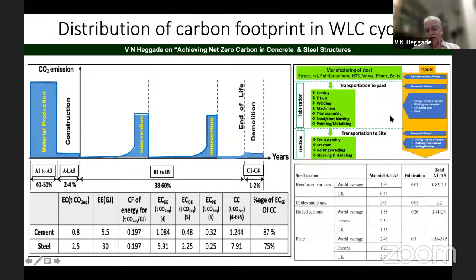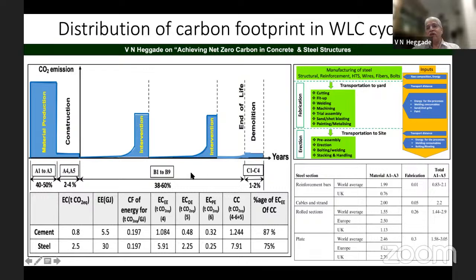Similarly is the case with steel. If you look at fabrication, it is nothing but steel construction, basically fabrication and erection. If you look at the percentage of embodied carbon in the production of steel itself, this is a steel plate, this is the rolled section, and there are also the cables as well as the strands. The fabrication as well as the erection contributes only a minuscule amount of embodied carbon compared to the production of the steel itself. So we have to control this 40 to 50% in the production stage, and also the in-use stage.